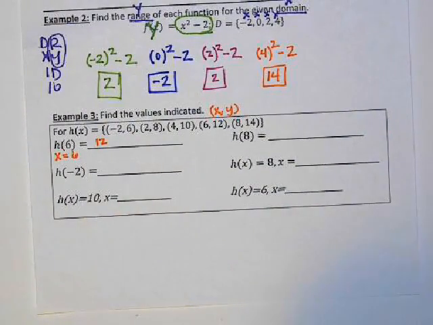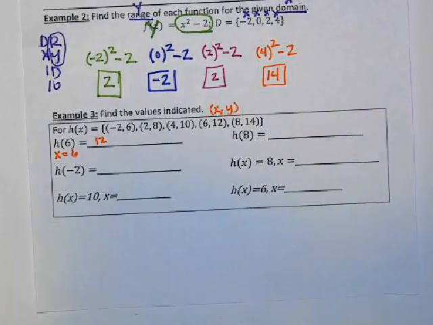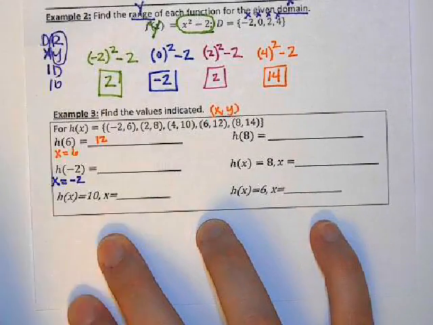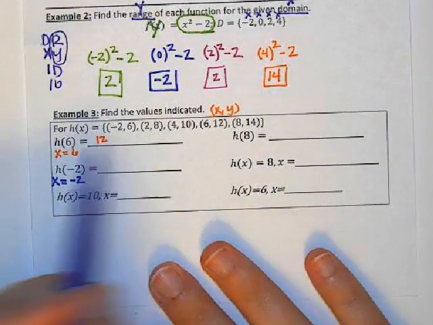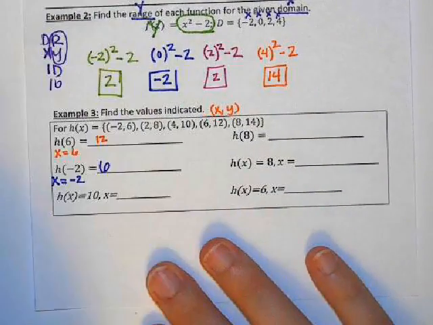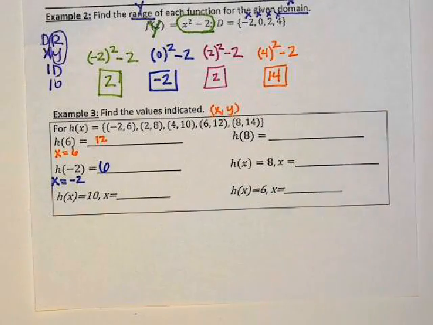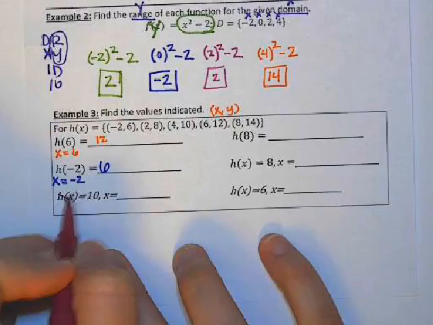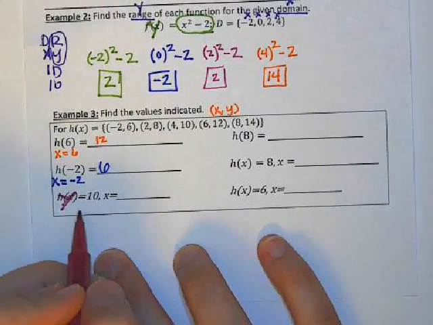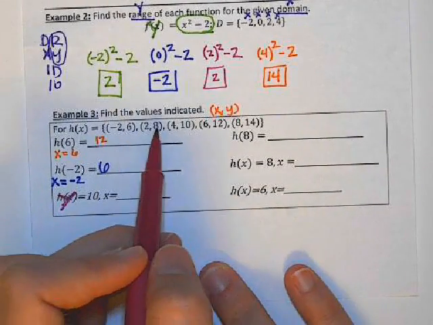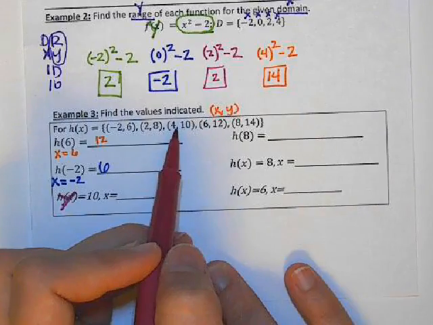Then go to the next one. h of negative 2. Negative 2 is in the what spot? Yeah, the x spot. So x equals negative 2. Okay? So go find where x is negative 2 here. And what is y? 6. Okay. Now look at this one. h of x. This really means what? y. It does not have a number in it, so it really means y. So it's saying y equals 10. Where does y equal 10? Right here. So my x is 4.